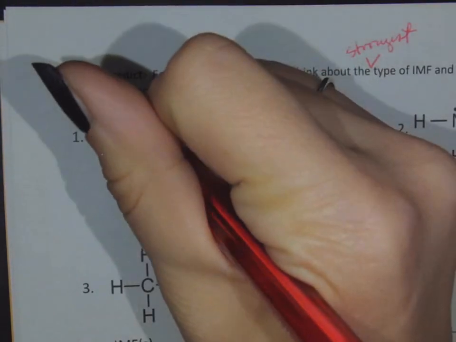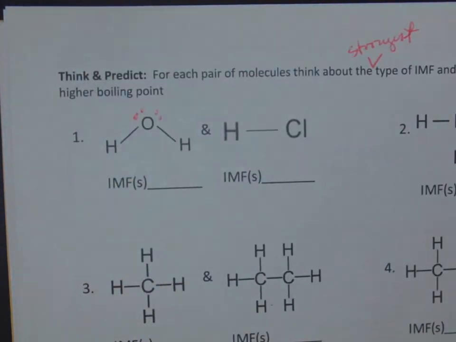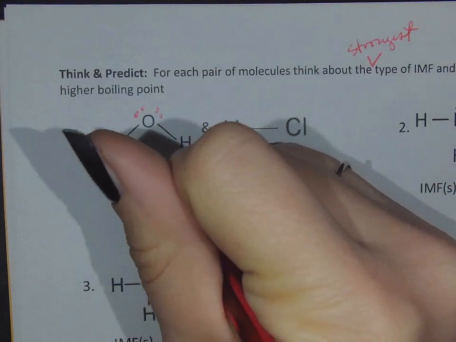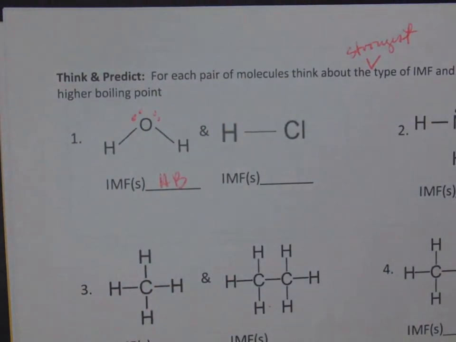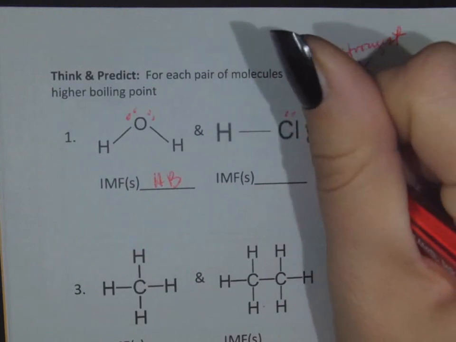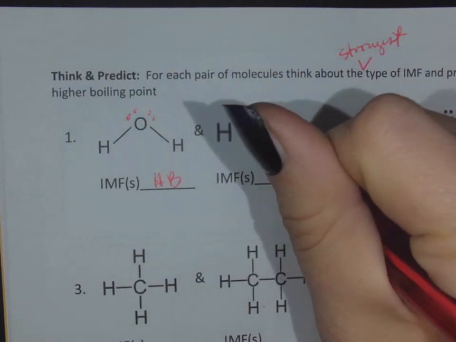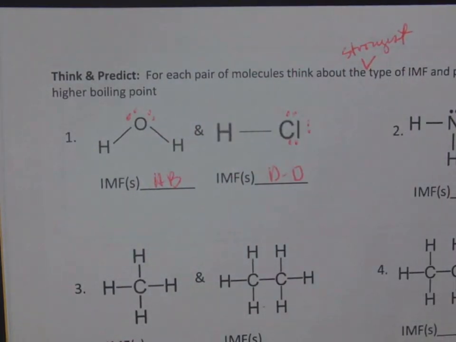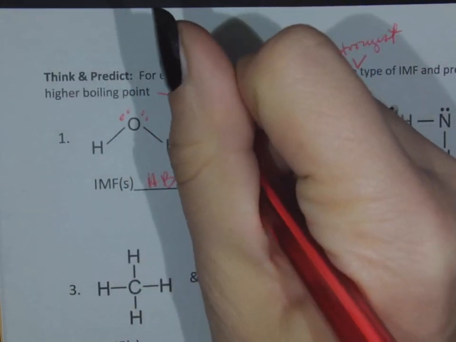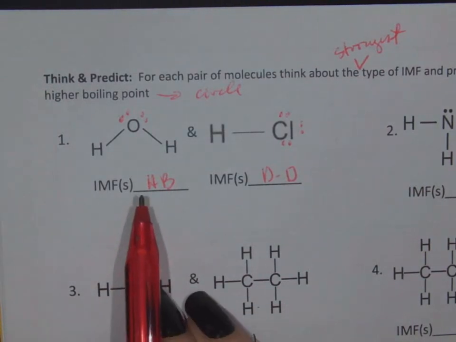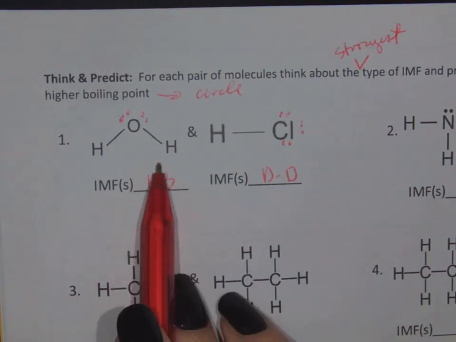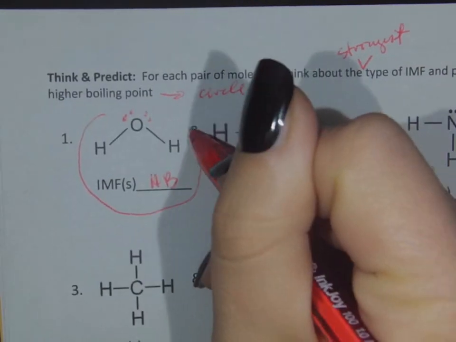Oh, and look, we've already talked about these ones. That was in the list before. So water experiences all 3: London dispersion, dipole-dipole, and hydrogen bonding. And of those, the strongest one is hydrogen bonding. Now HCl, it is a polar molecule, so it has London dispersion and dipole-dipole. So the strongest one was dipole-dipole. So what we're going to do is circle the molecule that has the higher boiling point. They're directly proportional. So when the IMF is stronger, the boiling point is higher.